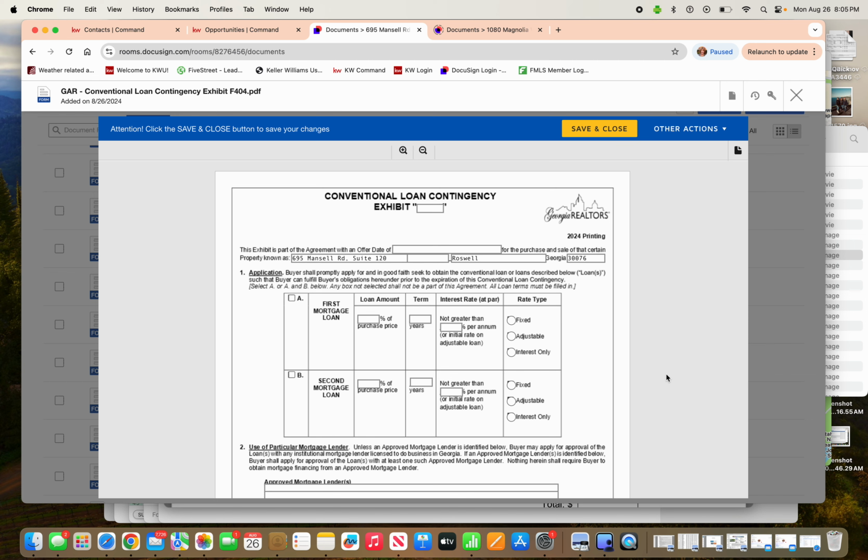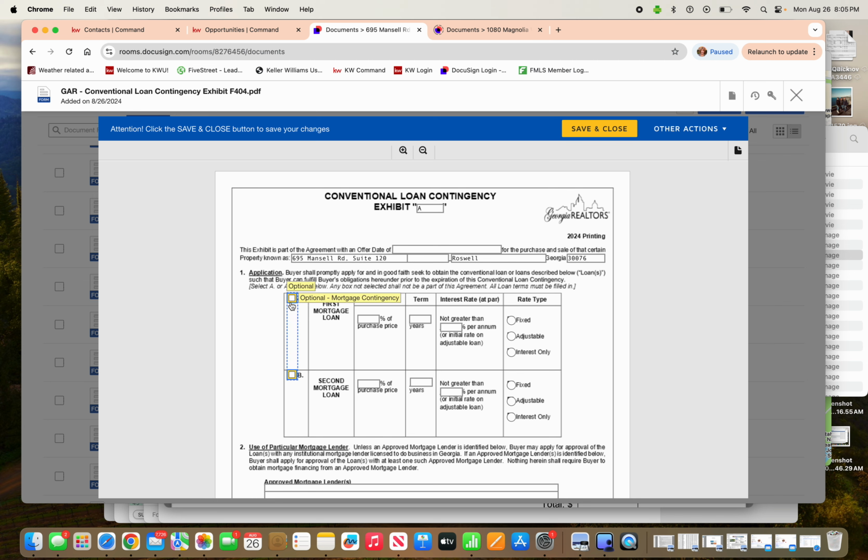to the conventional loan contingency exhibit. Remember, this is an exhibit for your buyers on your contract, so it's going to have a letter up there as an exhibit number. I tend to make mine A all the time because everyone wants to know how the property is going to be paid for. So again, you'll put the offer date, whatever date that is, the address of the property that they're looking to purchase, and then you're going to come down here in the application.